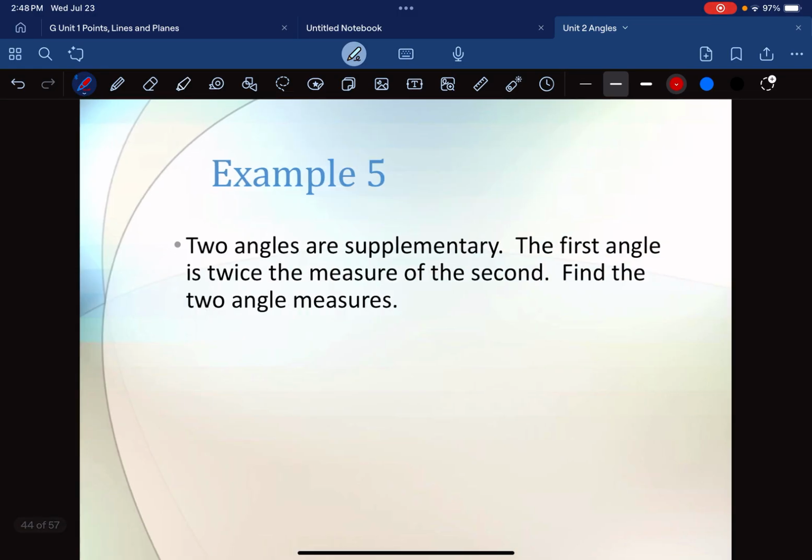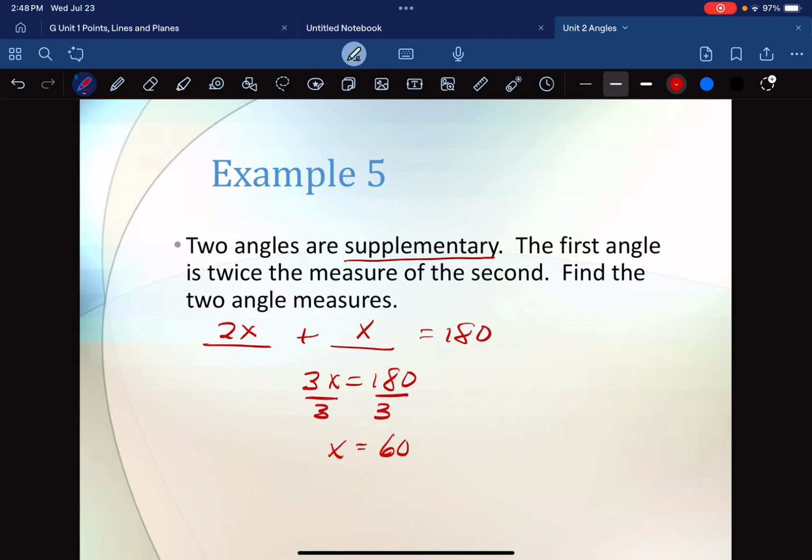Example 5. 2 angles are supplementary. Well, that's pretty straightforward then. I'm going right to this. The second one's just plain old x. And the first one's twice that one. So it's 2x. So add 2x and x is 3x equals 180. Divide by 3, and x is 60. So the other angle is 180 minus 60, or 120. So my angles are 60 and 120.